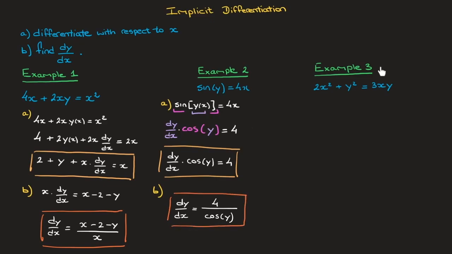Okay, we move on to example 3. And again, the first thing we need to do, question A, is differentiate this with respect to x. Well, once more, I'll go ahead and rewrite any y that I see as y of x. So let's see, that would be 2x squared plus y of x squared, which I'll write in parentheses, that's (y of x) squared, which equals 3x times y of x.